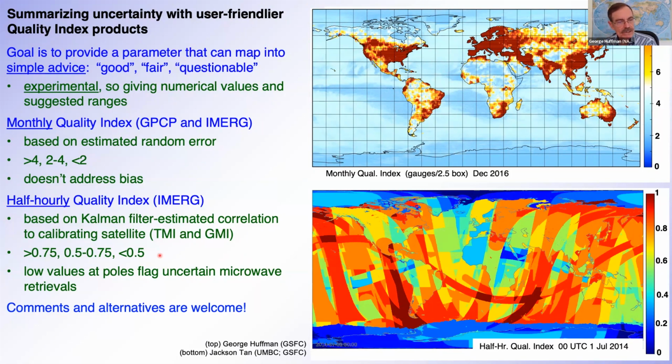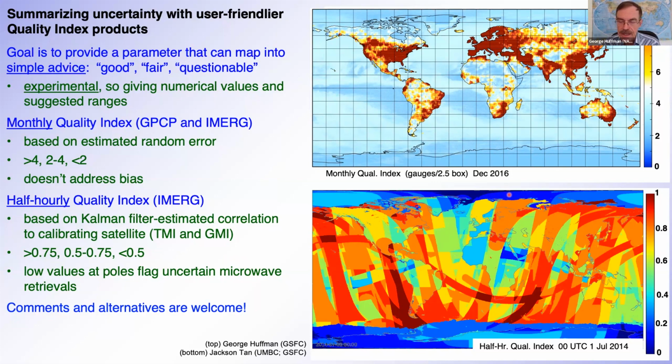Our suggested thresholds are greater than 0.75, somewhere between 0.5 and 0.75, and less than 0.5. And so by the time you get down here, in the polar regions, which have a particularly low quality on account of uncertainties in the retrievals, it says, okay, use them if you want to, but just be really careful. So comments and alternatives to these are welcome.